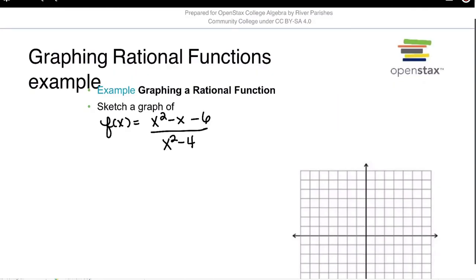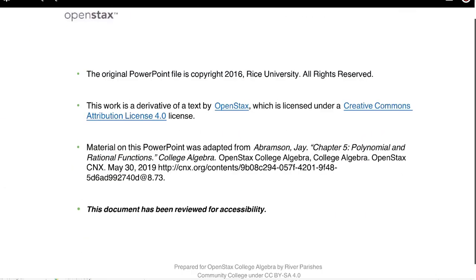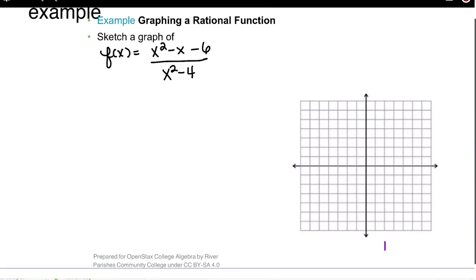So let's look at this last one here. This is our last example. Yay! So let's go ahead and find 4 things. We'll find the horizontal asymptote, the vertical asymptotes. We're going to find y-intercepts, and there will only be one y-intercept, and then we'll find the x-intercepts.